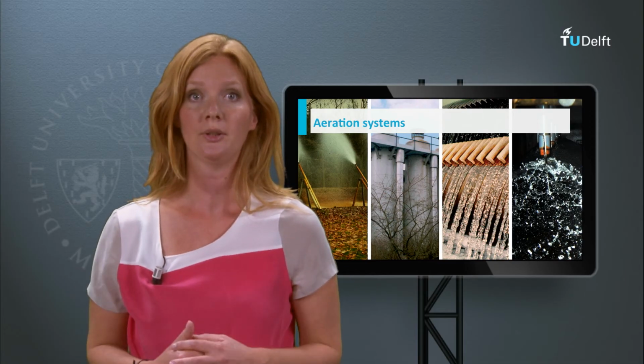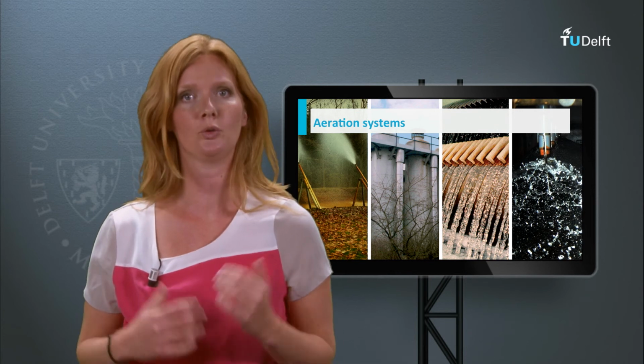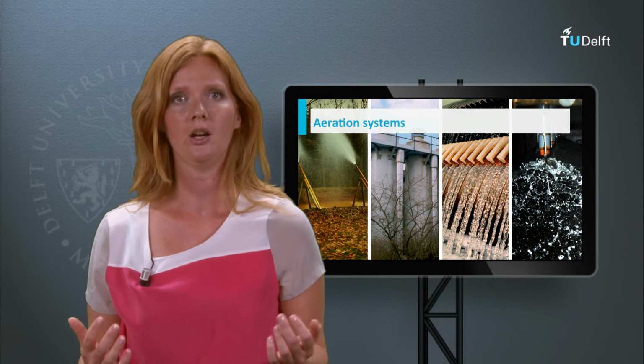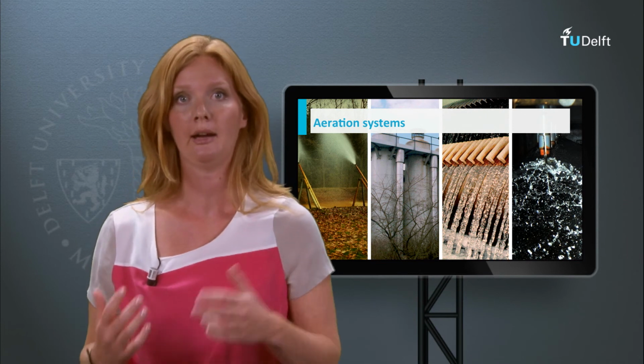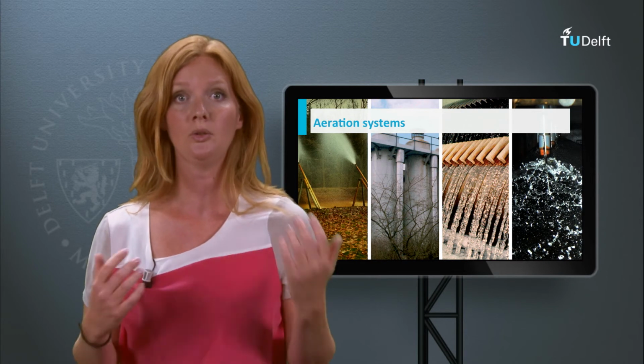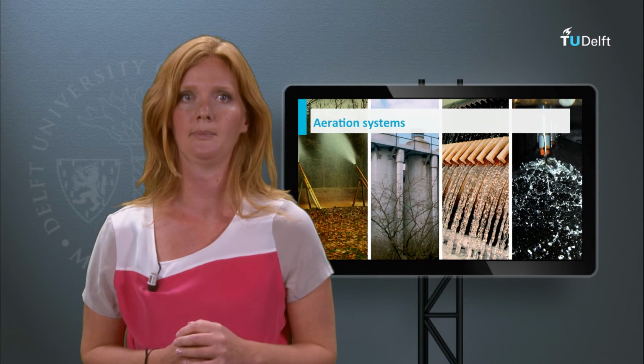Now you know the theory of gas transfer that is needed to design basic aeration systems for drinking water treatment. I've already briefly mentioned different technologies, such as cascades, tower and bubble aeration. However, in the upcoming sheets I will introduce you to the key design criteria for different aeration systems.